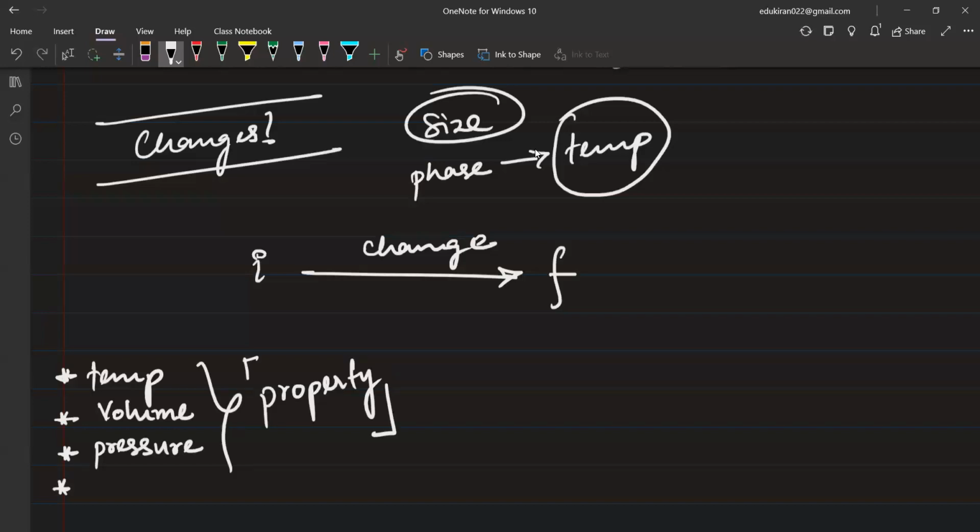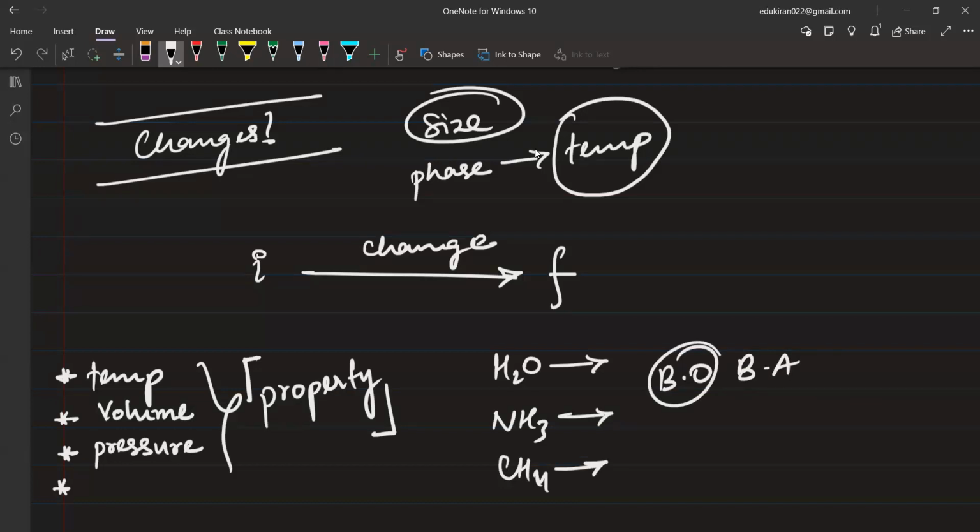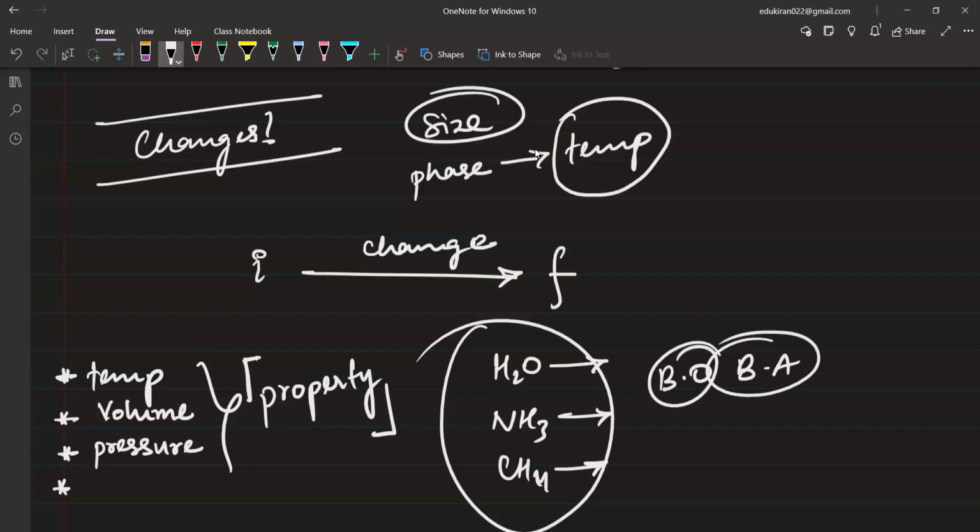Right. So we now have to learn about the different properties that can be present. We have talked about a few properties, for example, bond angle of water, bond angle of NH3, bond angle of CH4. Bond order, bond angle, all of these are also properties, right? We have just learned these things. But we are not talking about these when we talk about changes.